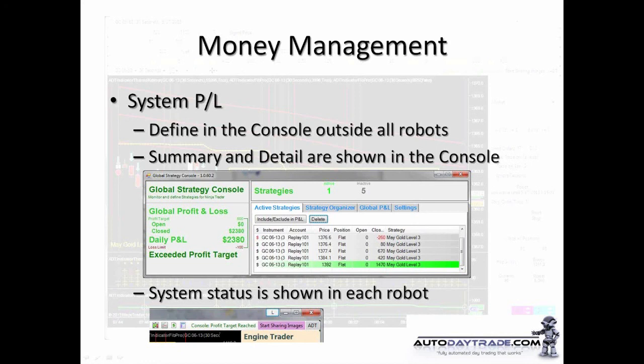The one in the middle of the screen is our global strategy console, and it's showing open and former strategies in the list on the right and what their open and closed positions are. And on the left, it shows the summary of all the things that have been going on so far that day. In the bottom, it shows the upper corner of the robot running in NinjaTrader and that the console profit target has been reached.